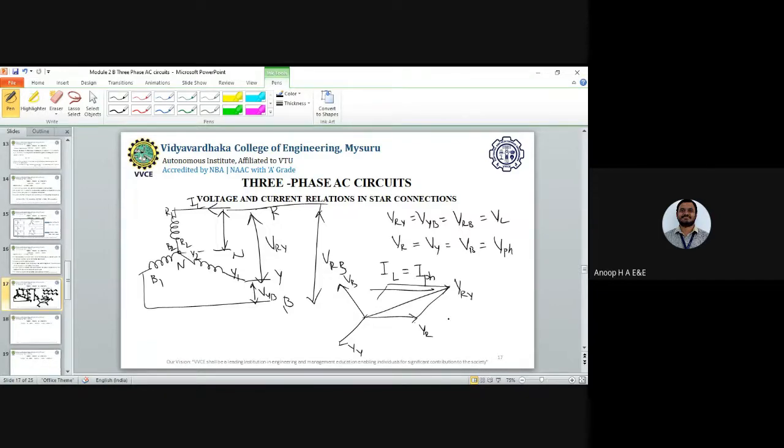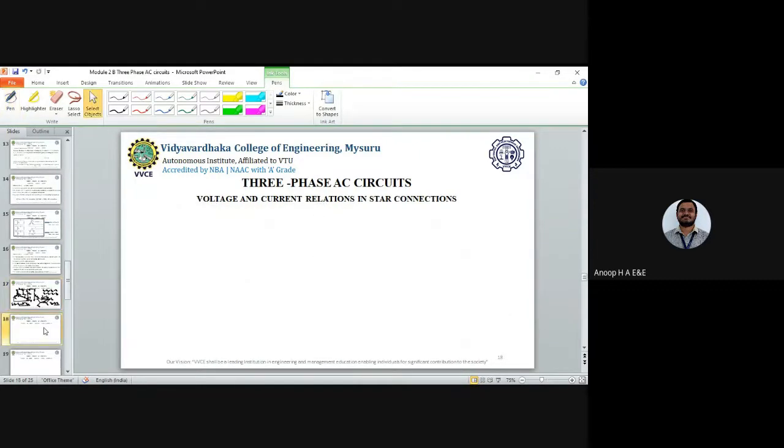So we have VRY, which would be equal to VR minus VY. I'll write it as minus VY here, and we'll have the phase angle phi. So VRY equals VR minus VY. Next, VL would be equal to root 3 into VPH, and IL would be equal to IPH. This is where we cover the star connection. I will not go into detail regarding the parallelogram and so on.